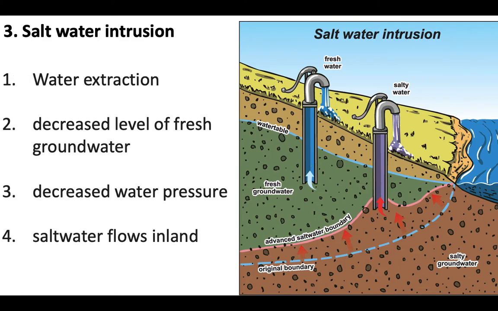Right, so basically we're extracting this water, and as we do that, we're decreasing the level, the water table of the fresh groundwater. And when we do that, that's also going to decrease the water pressure. So salt water is going to flow inward towards that area of low pressure and could get pumped out as well. That's not very good because obviously we don't want to be drinking salt water.